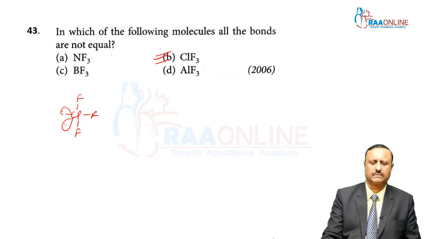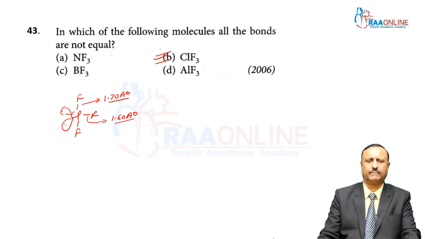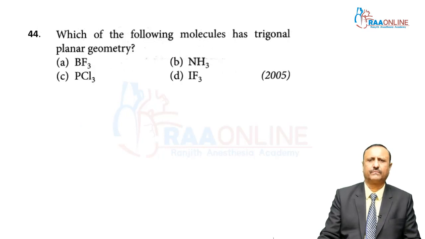So my dear students, here two axial bonds, this and this one, have a length of 1.70 angstrom, but this one is 1.60 angstrom. So this axial bond is the longest at 1.70, and this is the equatorial. So the length is 1.60. So your answer is B. Option B is the correct answer. Question number 43 done.